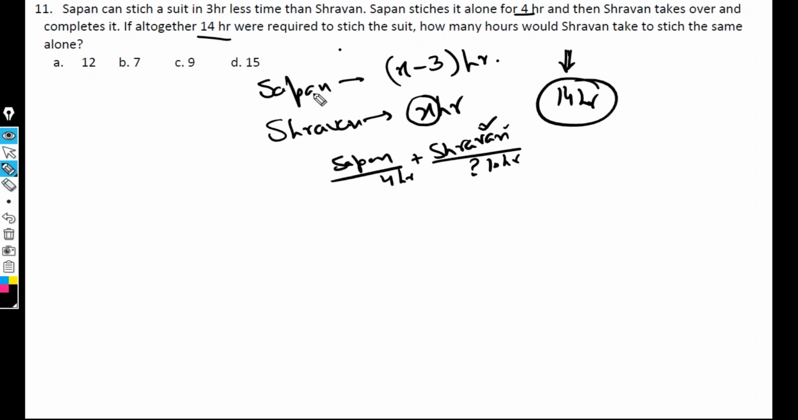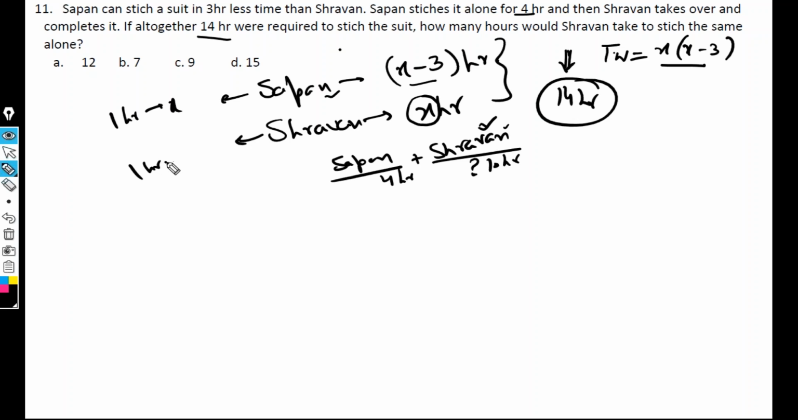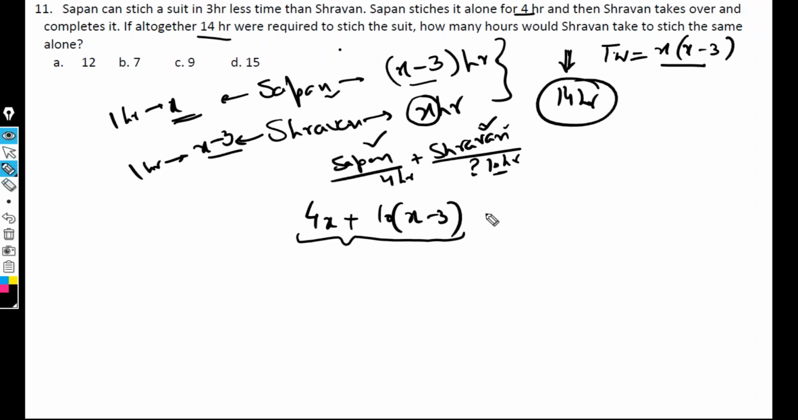So in this case again, let's assume total work to be LCM of x and x minus 3, which is x into x minus 3. If Sapan takes x minus 3 hours to complete this much of task, we can say in 1 hour Sapan will do x units of work. Likewise, in 1 hour, Shravan will do x minus 3 units of work. When Sapan has worked for 4 hours, he must have completed 4x units. When Shravan has worked for 10 hours, he must have completed 10 into x minus 3 units. As I know, in these 14 hours, the work gets completed.